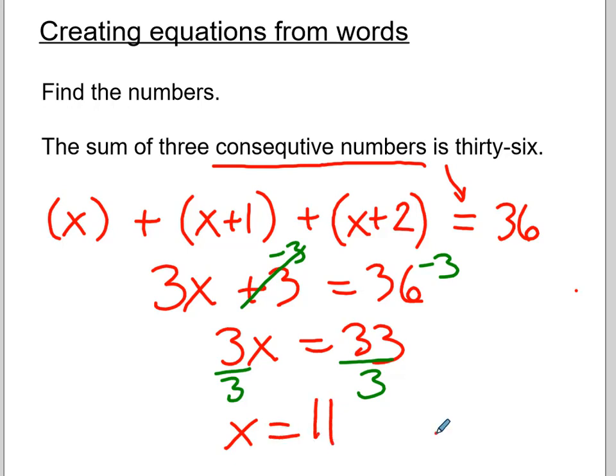So what does that mean? Well, that means my 3 consecutive numbers are 11, 12, and 13. And if you check those out real quickly, 13 plus 12 is 25, plus 11 more is 36.